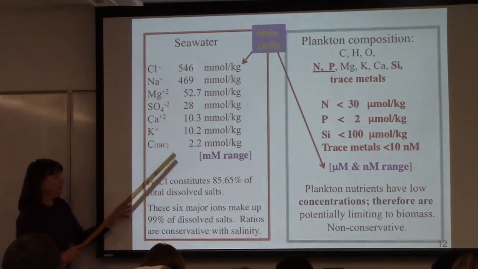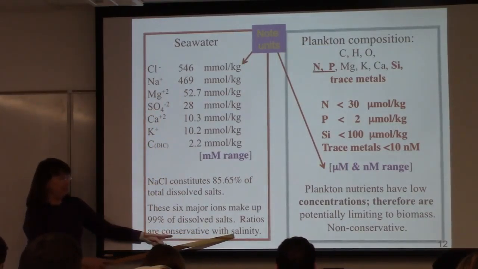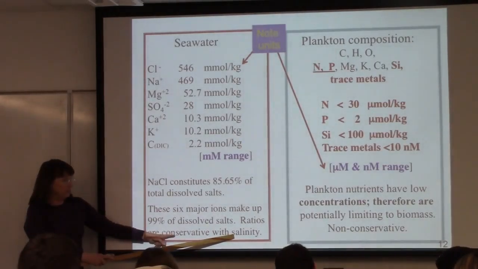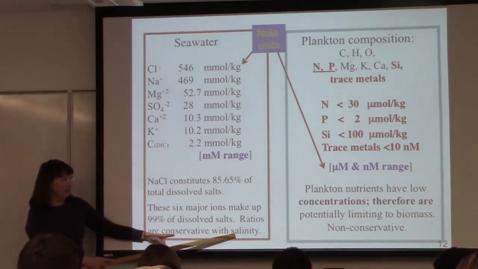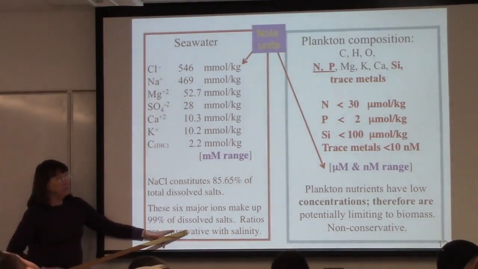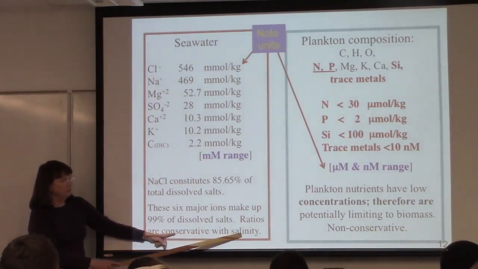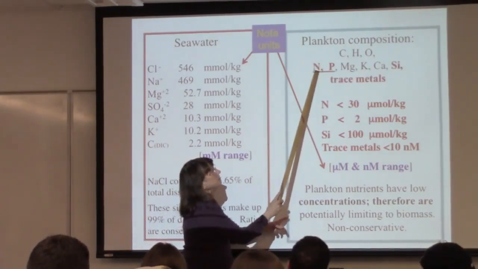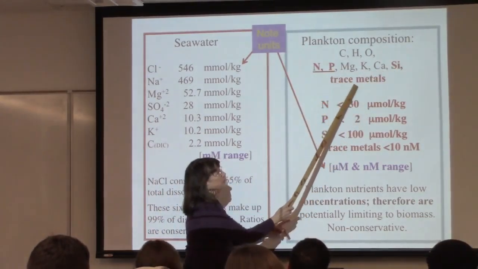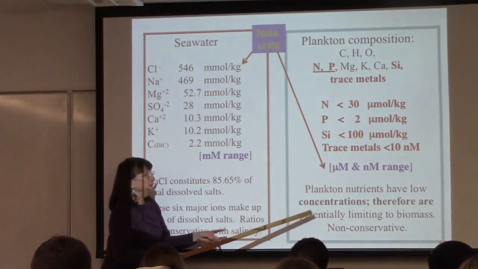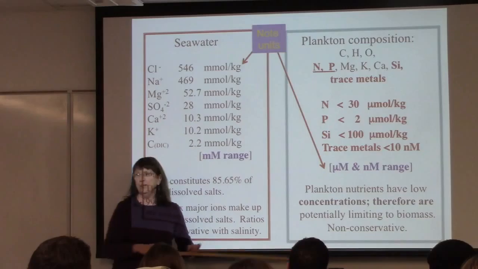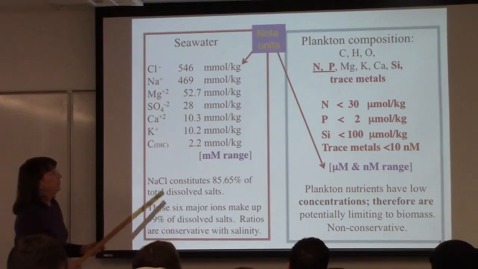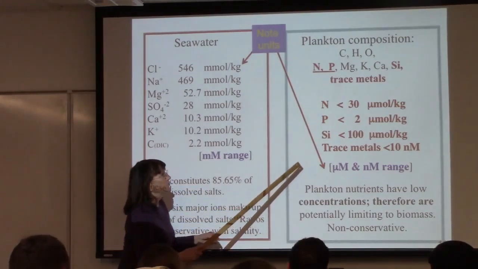These major ones are what we call conservative, and that means their relative proportion is constant as a function of salinity, whereas elements like nitrogen and phosphorus and silica and trace metals are at lower concentrations, and they're called non-conservative because they get used by bugs. And by bugs, I mean phytoplankton and bacteria, and they get transferred up the food web.